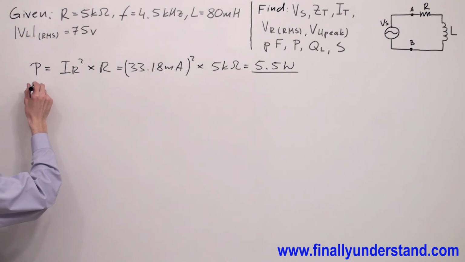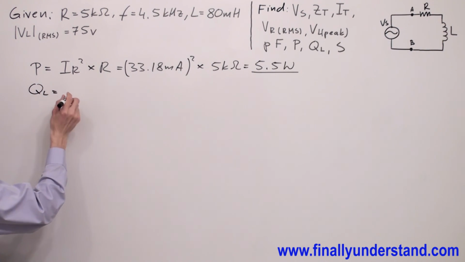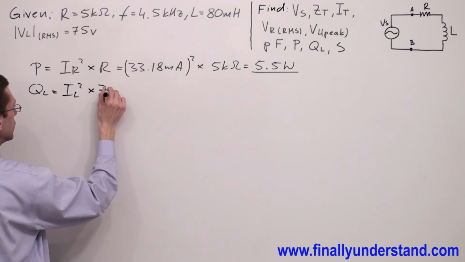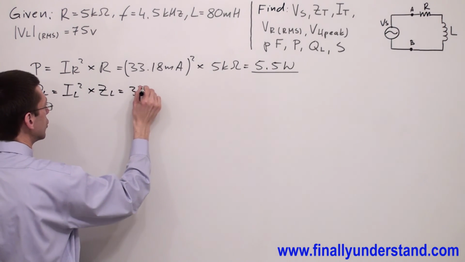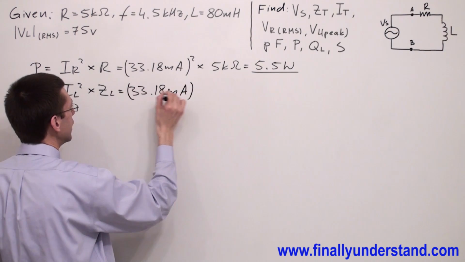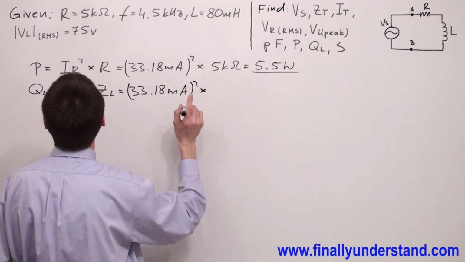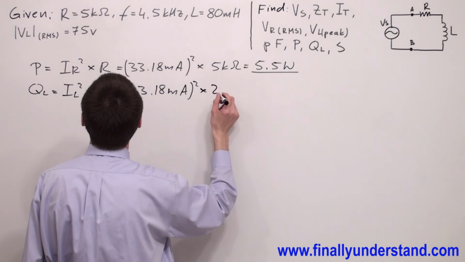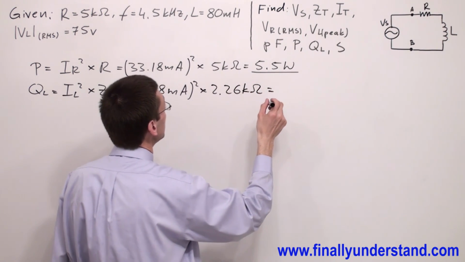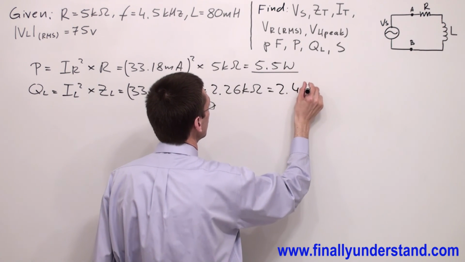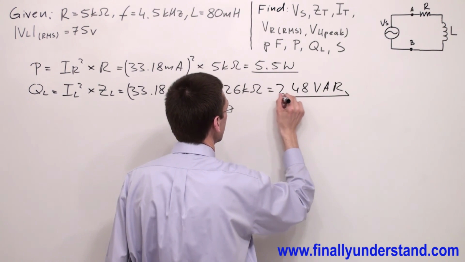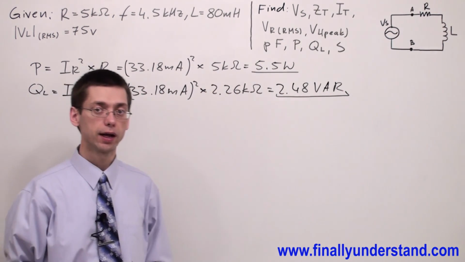Next, we're supposed to find QL, which is equal to IL to the second power times ZL, which is equal to 33.18 milliamps raised to the second power times ZL, which is equal to 2.26 kilo ohms. QL is equal to 2.48 volt ampere reactive. And this is my reactive power.